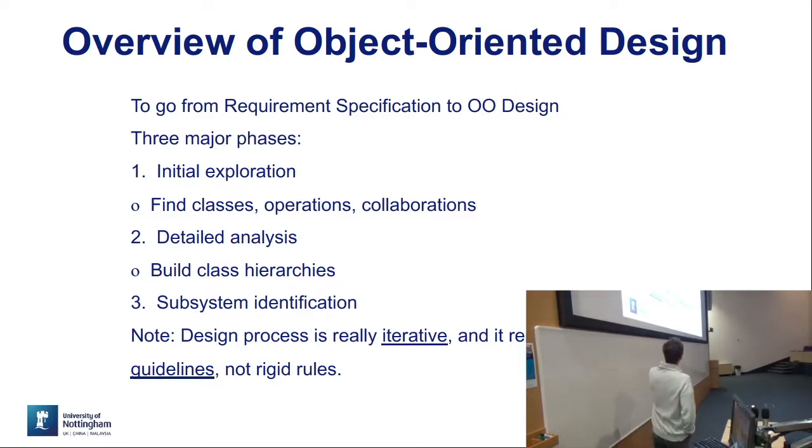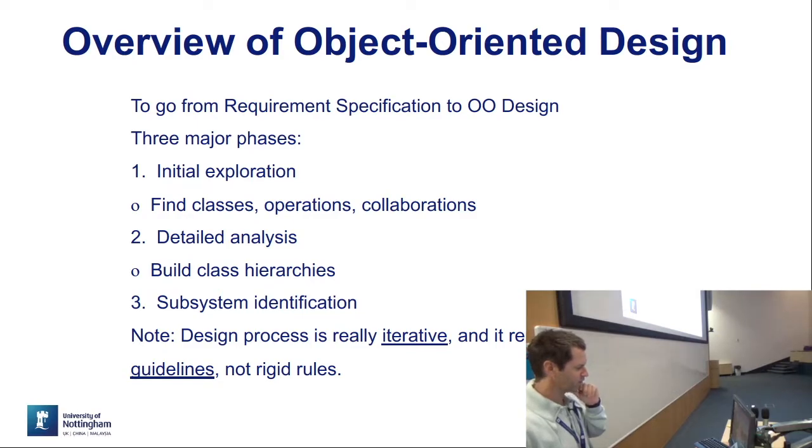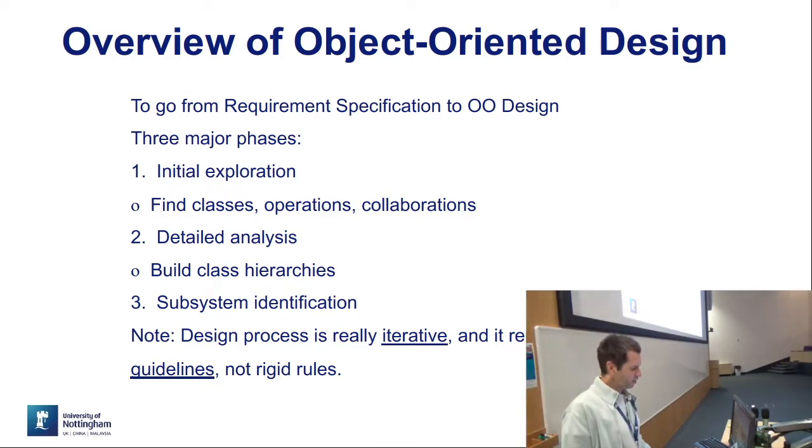This is what I was talking about, the different phases of software object-oriented design. There's an initial exploration phase, which you've never been exposed to before this module, as far as I know, unless you've taken this material already. In the initial exploration phase, you identify objects and classes, their operations and their collaborations. Then there's a so-called detail analysis, and that's building the class hierarchies, maybe the object hierarchies. And then there's another phase called subsystem identification.